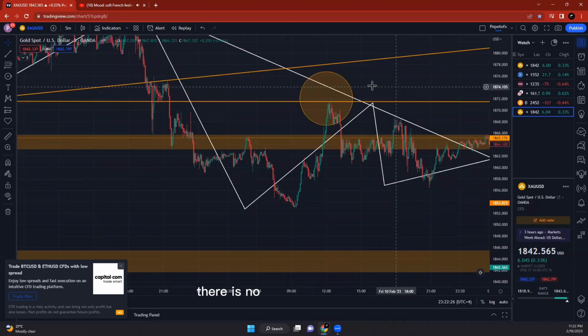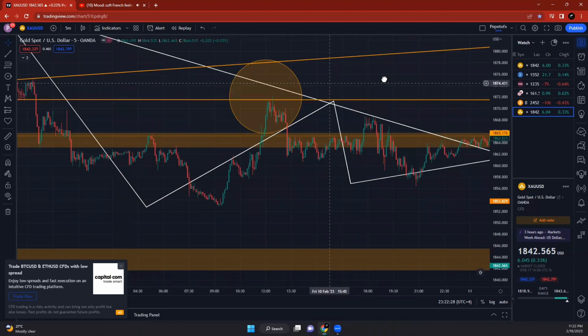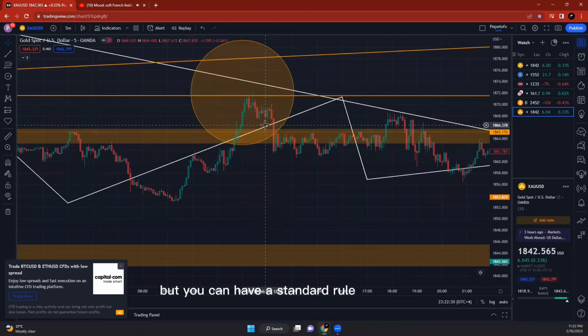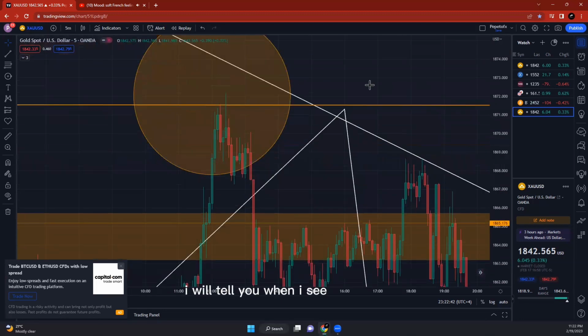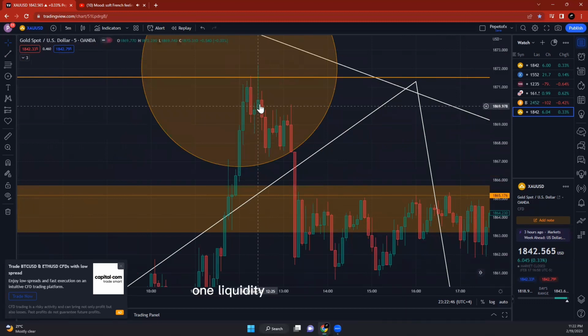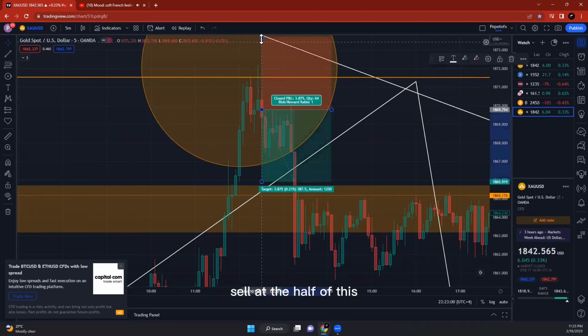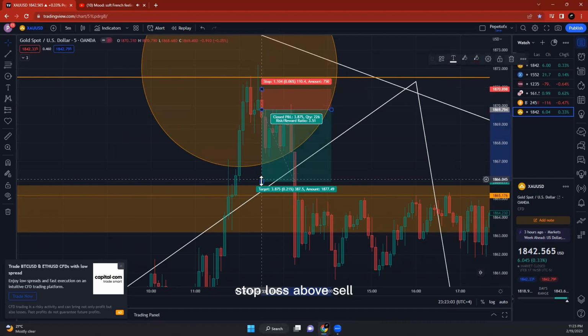There is no standard rule for that, but you can have a standard rule for yourself. Since you have a lot of generalized trades and different patterns, you need to get used to it. Now, what is my pattern? I will tell you. When I see resistance one, liquidity candle, resistance two, okay, I am ready. Sell at the half of this, stop loss above, sell.